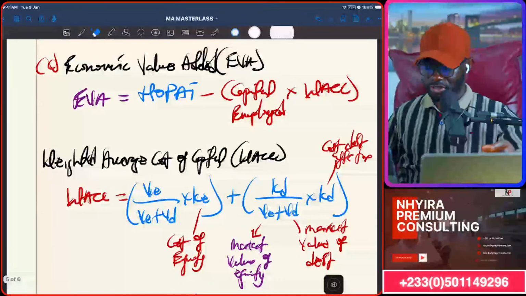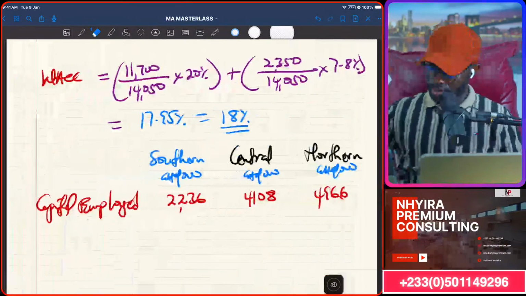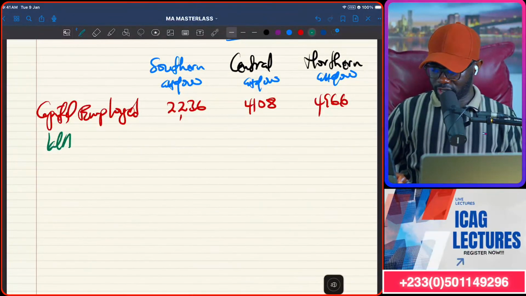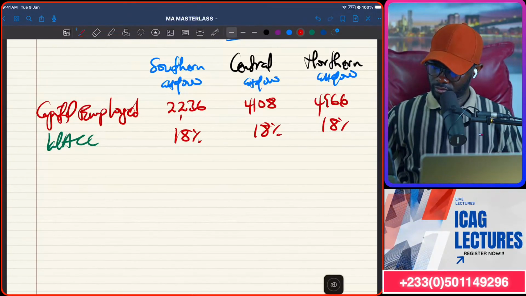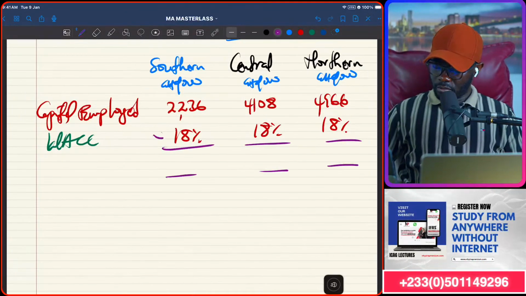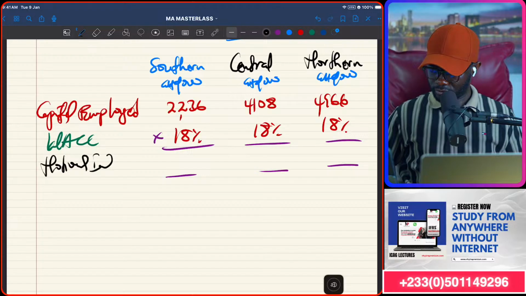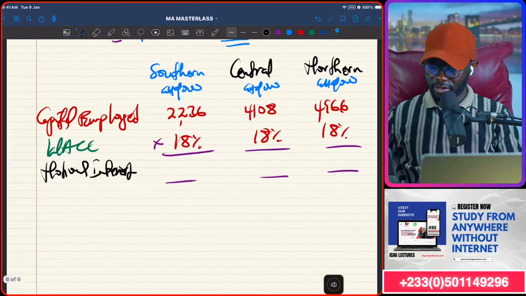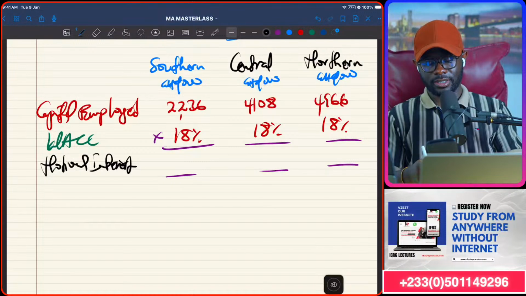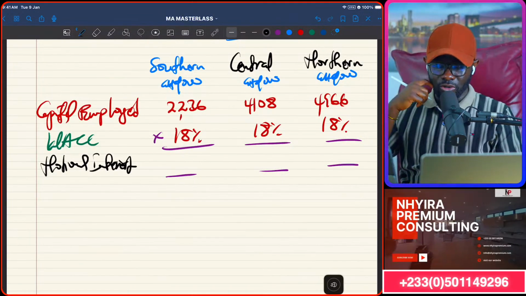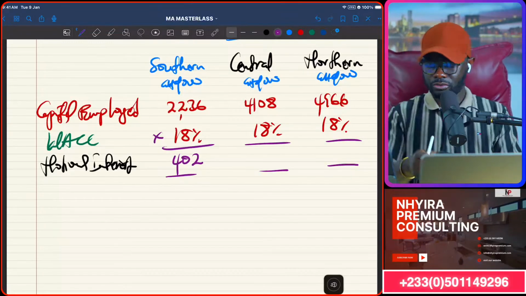Why am I interested in that? Because I need the notional returns, right? That is the capital employed times the cost of capital. So I now bring the weighted average cost of capital, which will be 18% throughout. So you are multiplying, and that will give you the notional interest, which we are going to be bringing, or the imputed returns. So 2236 times 18%, that is 402, if we are working 3 zeros up.